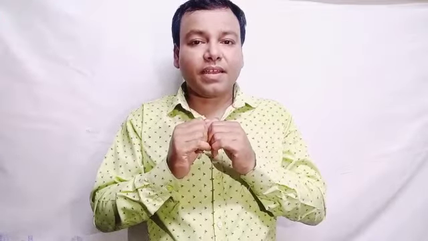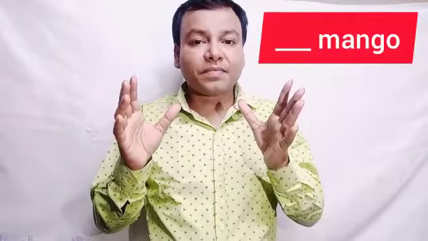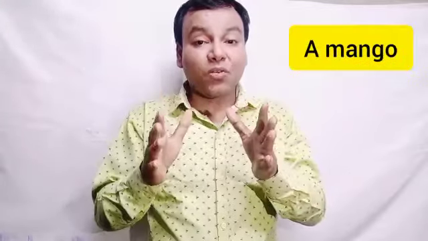So let's try to understand how to use articles A and the with some beautiful examples. So the first one is dash mango. What are you going to use before mango? What article? Since mango begins with consonant M, so we are going to use A before mango, so a mango.